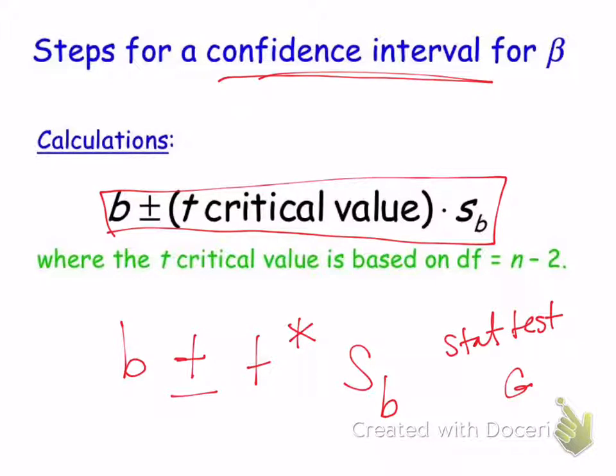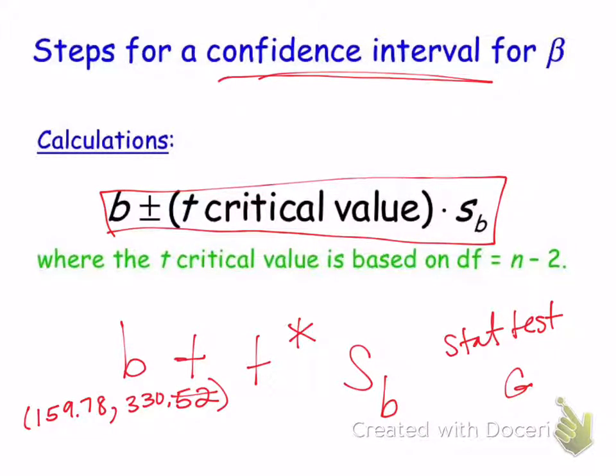So everyone calculate a confidence interval for this data that we already have in it. STAT TESTS, G. It gives you the interval. So I got 159.78 to 390.